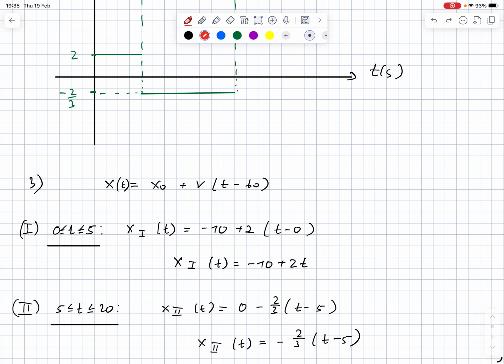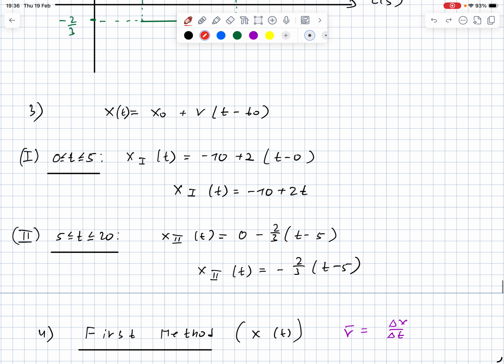Third part, we need to find the linear functions of position. We're going to use this formula. We know that the velocity of the first segment is 2 meters per second, and I know from the graph that when t equals 0 seconds, the position is minus 10. And finally we get this expression for the position of the object with respect to time, which is of course a linear function: minus 10 plus 2 times t.